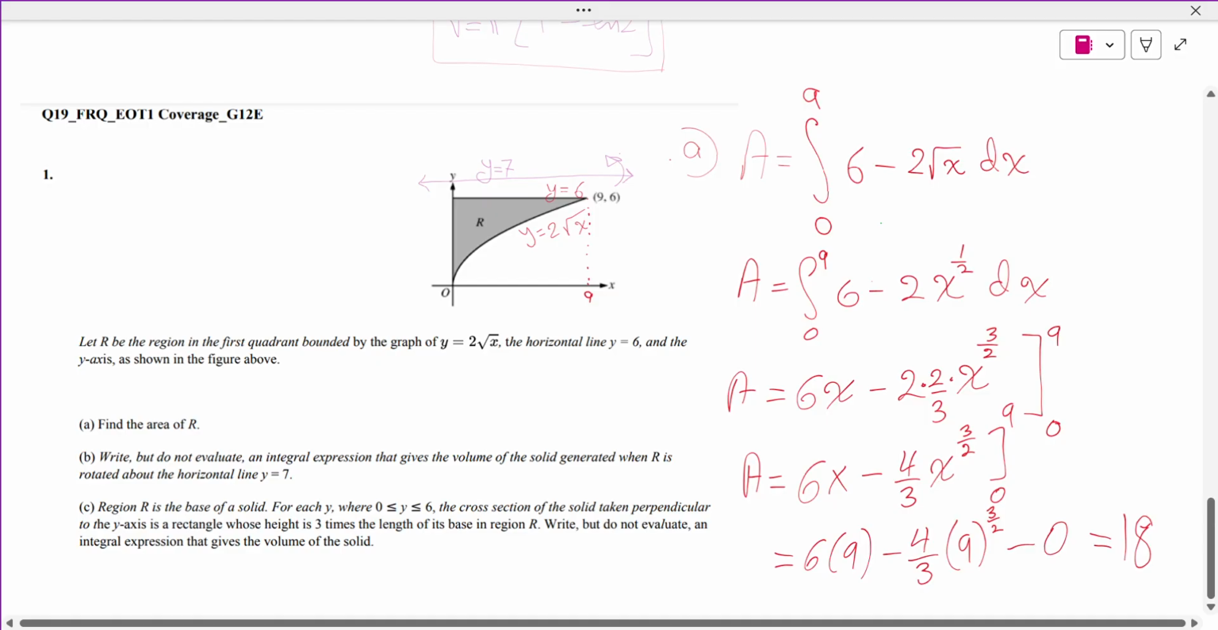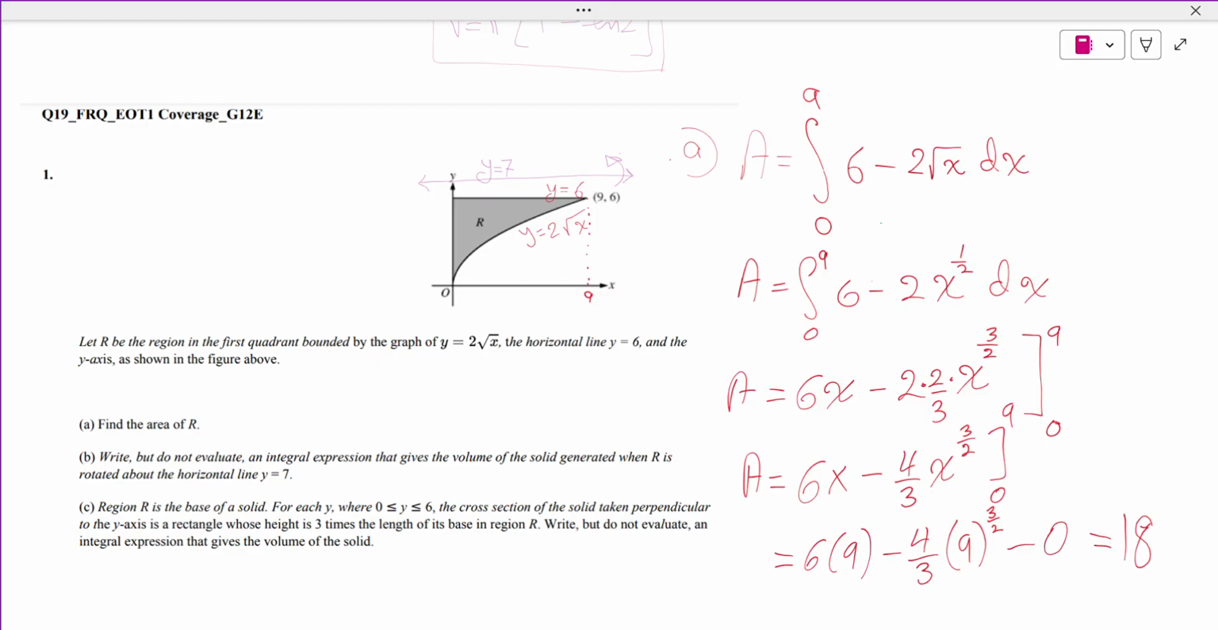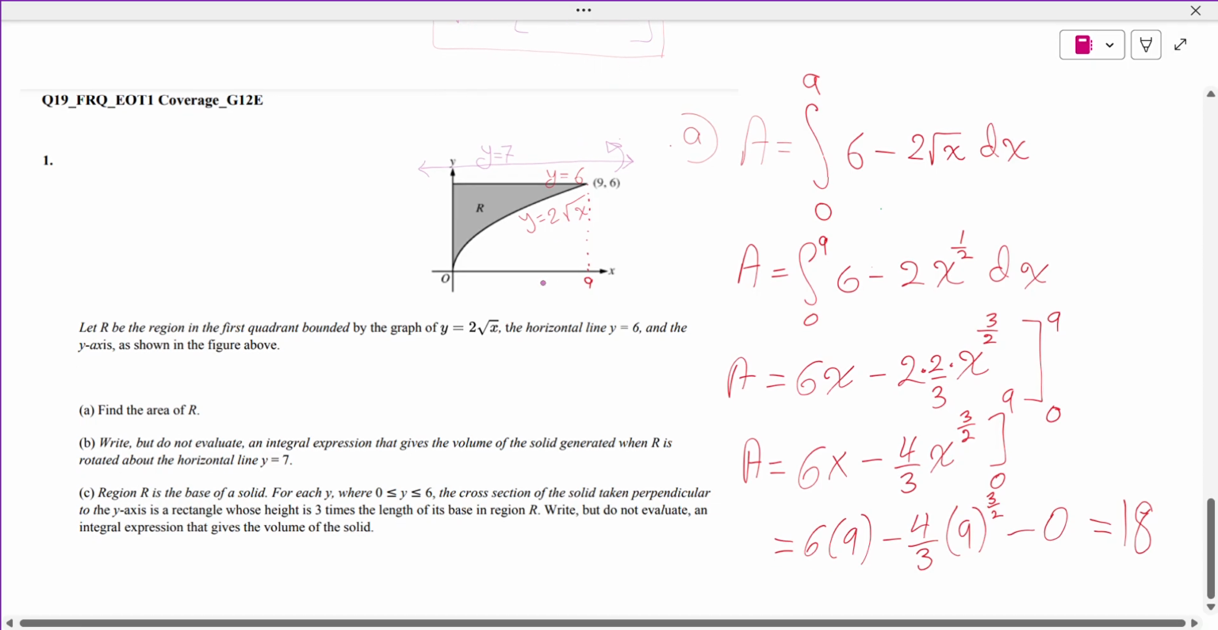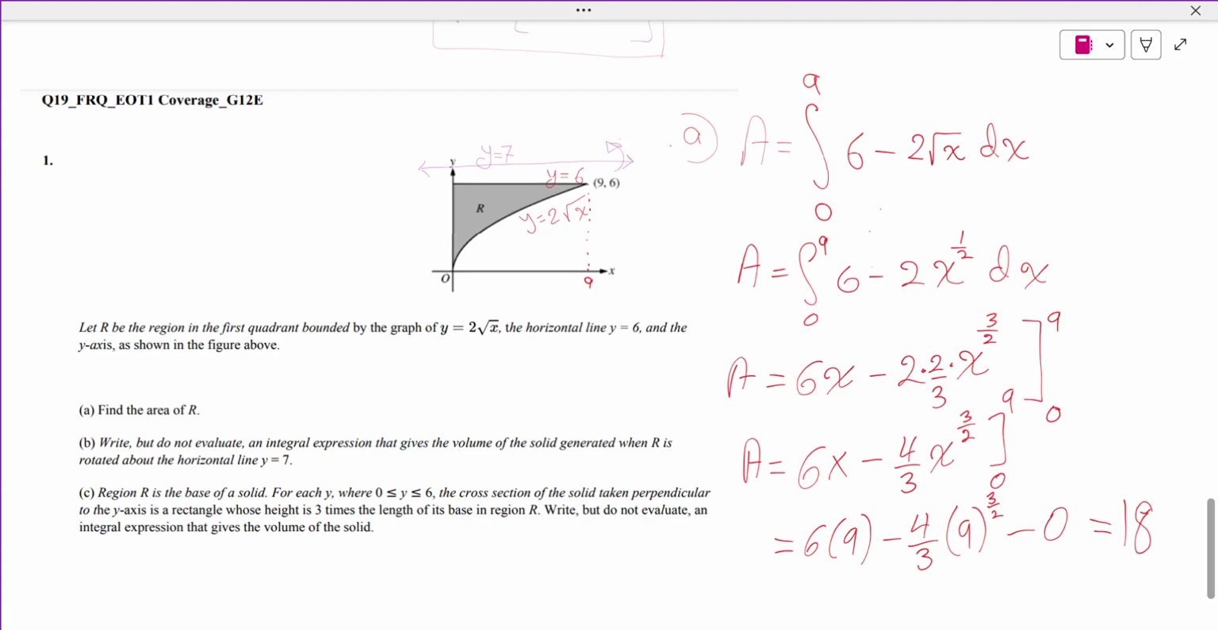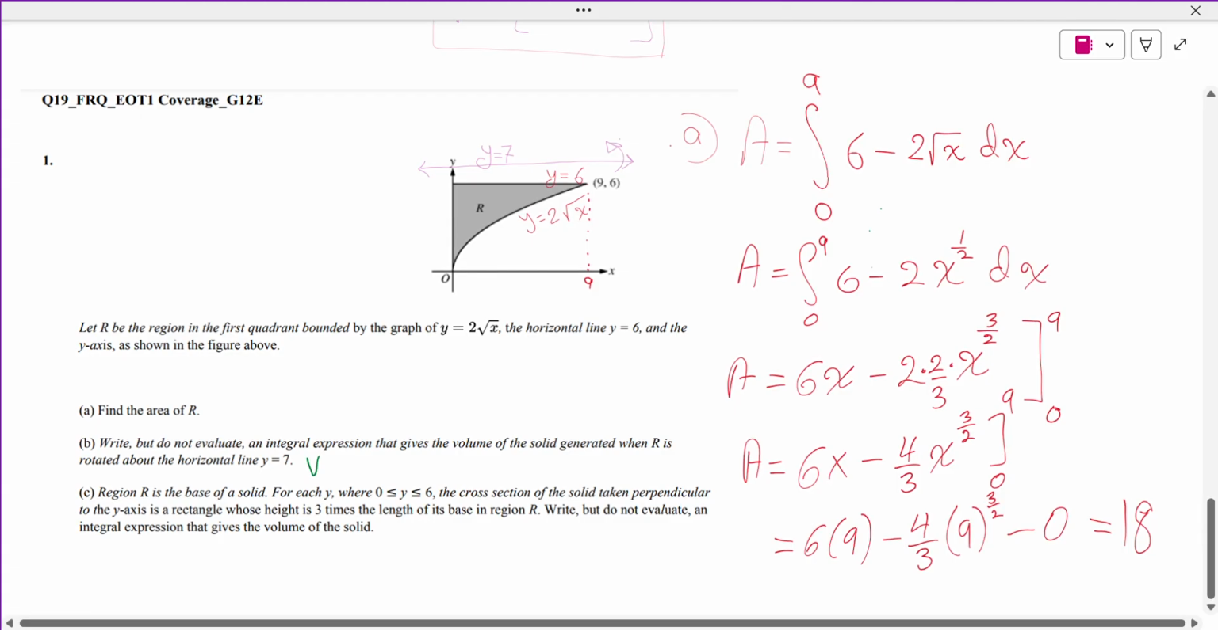Now, for part B, as long as it's something being rotated, we should multiply by pi. Do not forget the pi. Times the integral. The integral goes from 0 to 9 along the x-axis, of r capital minus r small, squared, right?